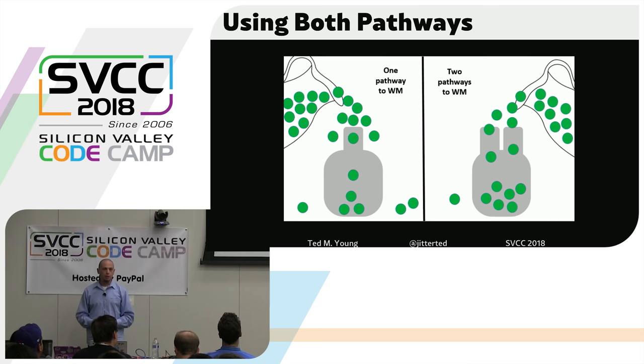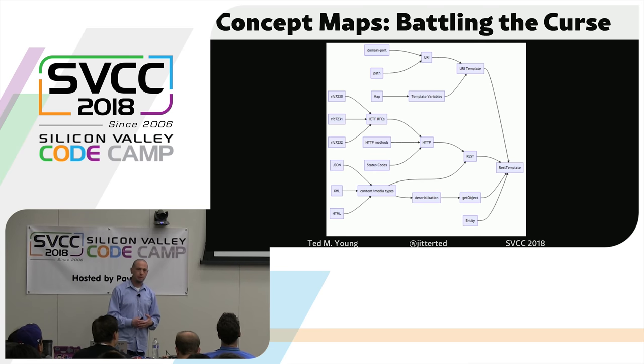Another thing that I find really useful is what are called concept maps. Concept maps are ways of relating little bits of knowledge to each other. I find this really useful when I'm trying to figure out how to explain something. So I teach Spring as part of my Java Spring training, and there's this thing called REST template. Okay, so what do they need to know in order to know REST template?